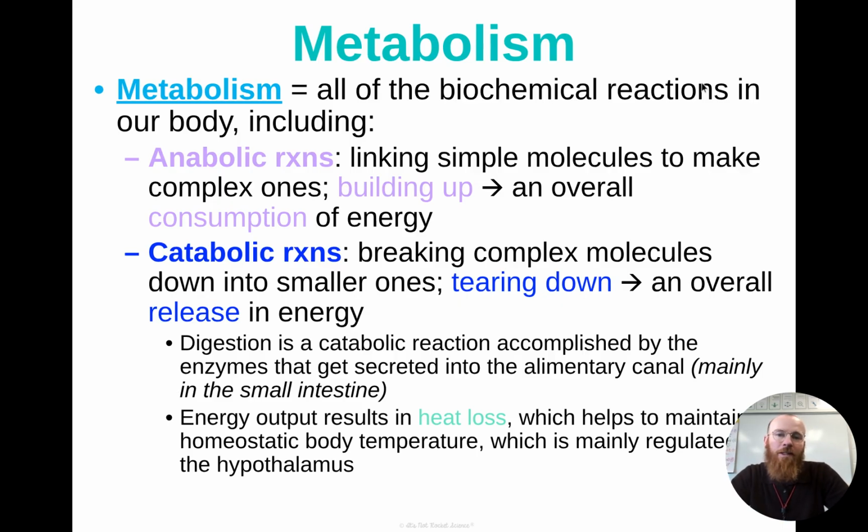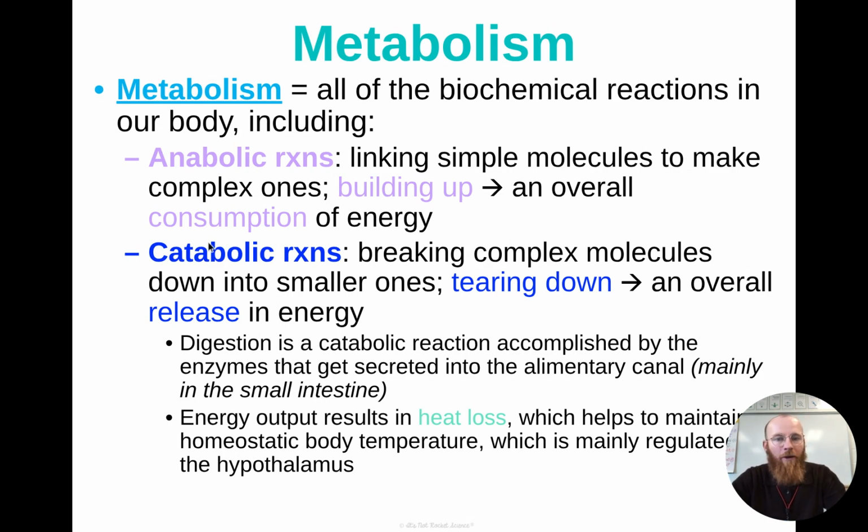So whenever we say metabolism, this is referring to all of the biochemical reactions that are happening in our body. So all of the reactions, including our biochemistry. Okay, now that can be broken down into two major categories. You have your anabolic reactions and your catabolic reactions. Okay, so anabolic is just basically you're linking simple molecules together to make bigger complex ones, right? So this is more like if you're in an anabolic state, then you are building things to store them, right? And there's an overall consumption of energy, okay? So anabolic is you're building things up.